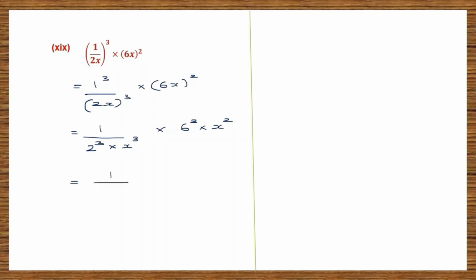1 by 2 raised to the power of 3, that is 2 into 2 into 2. So 2 raised to the power of 3 is 2 into 2 into 2, which is 2 2s are 4, 4 2s are 8. So this is 1 by 8 into, now 6 raised to the power of 2. 6 raised to the power of 2 is 6 into 6. 6 6s are 36. So 36 into x to the power of 2. Now here we also have x to the power of 3.